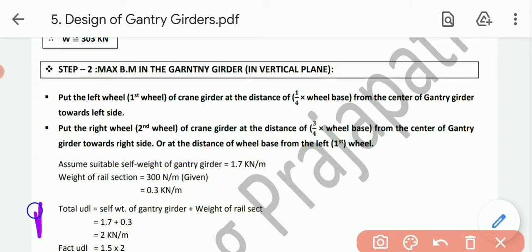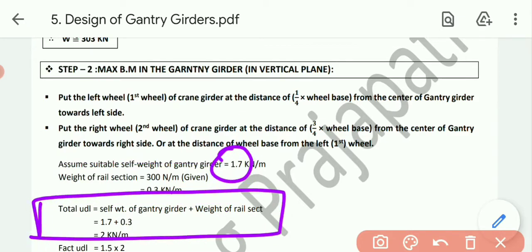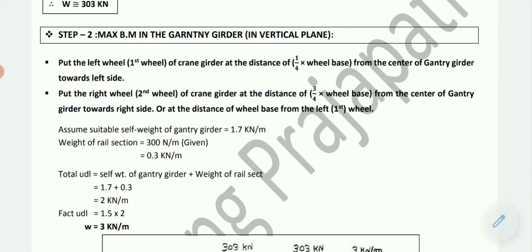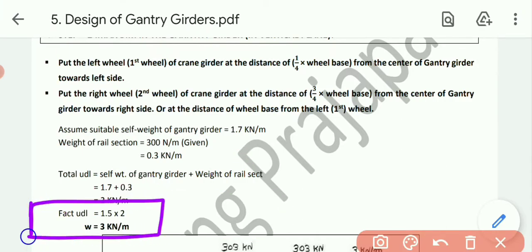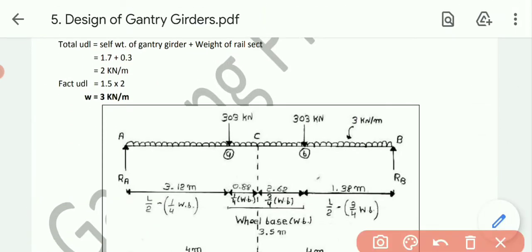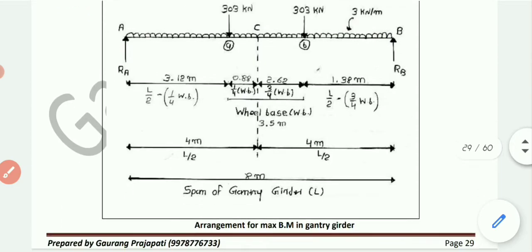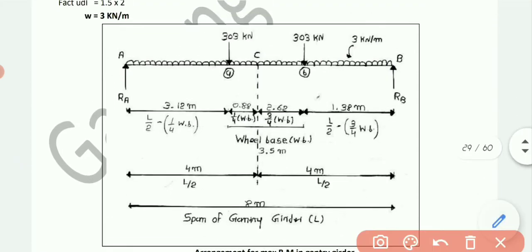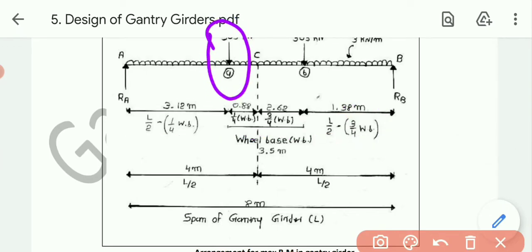So ultimately the total UDL will be the summation of these two, 1.7 plus 0.3, so the answer is 2 kilonewton per meter. Let's convert it into the factored UDL, that is multiply by 1.5, so 1.5 into 2, the total UDL will be 3 kilonewton per meter. So we have got this load also, 3 kilonewton per meter acting over the entire span. Now as we have got this position, we know that as per this position we will get the maximum bending moment under this point load.